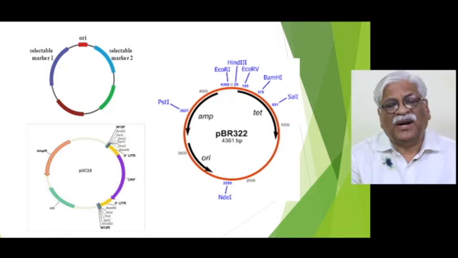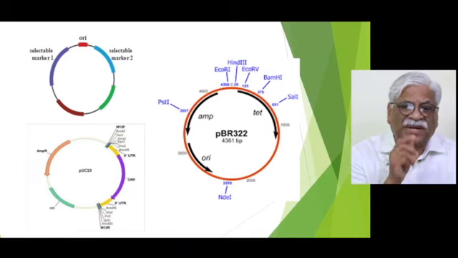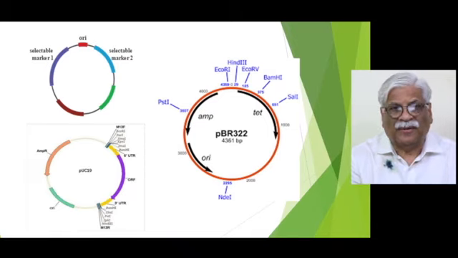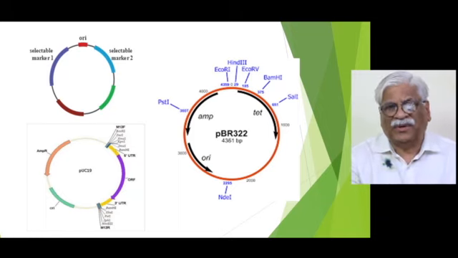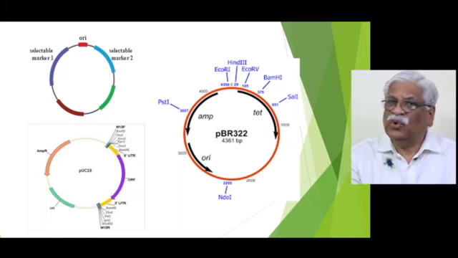Well, certain new things are added to it. Normally in a plasmid, there are certain structures, like one called a selectable marker. Two selectable markers are present. One is for ampicillin, another is for tetracycline. Both are antibiotics.